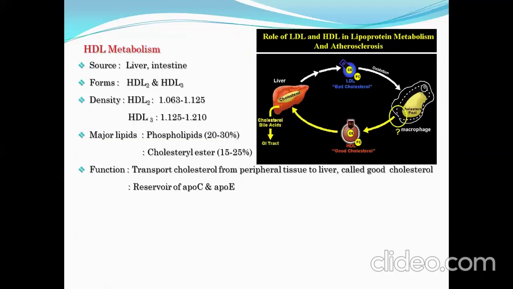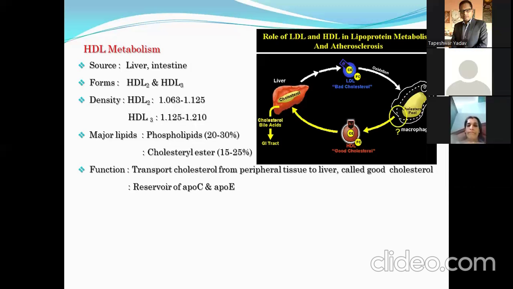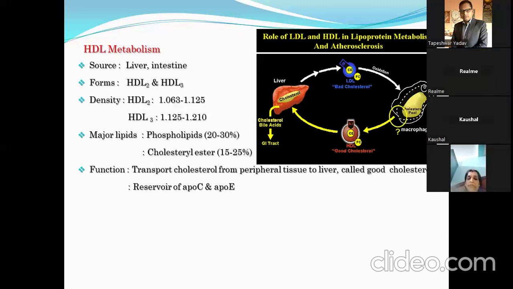HDL has two forms, HDL2 and HDL3. HDL2 has a density range of 1.063 to 1.125, whereas HDL3 has 1.125 to 1.210.